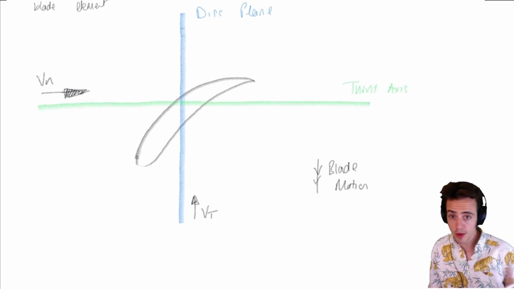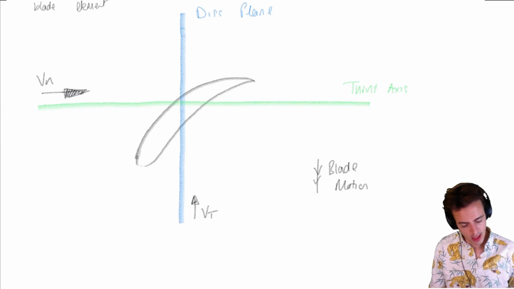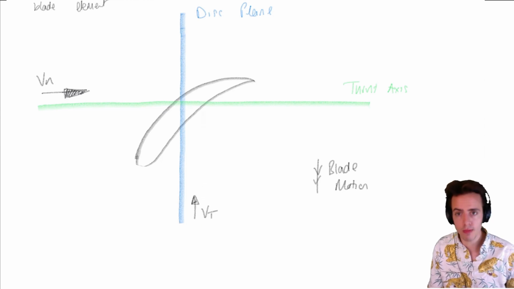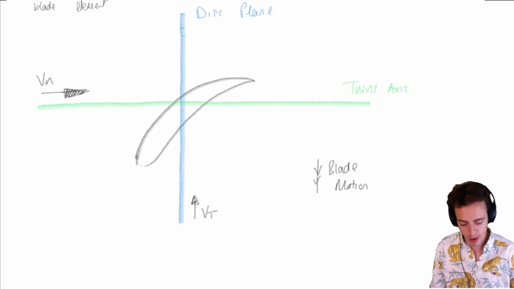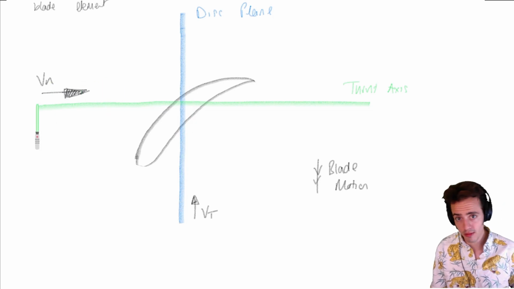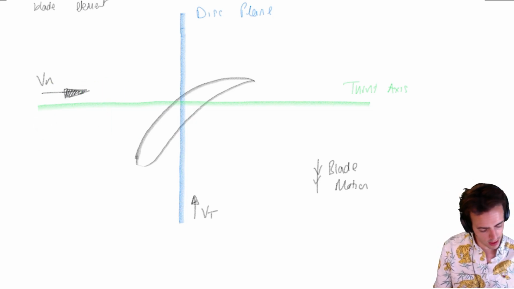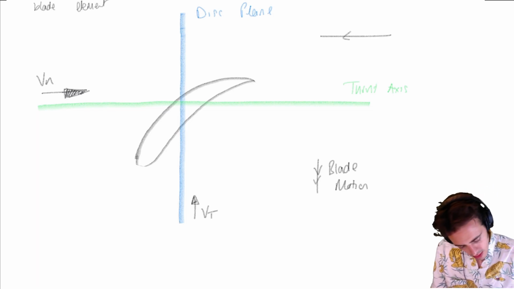Vn comes from forward speed and the axial inflow. The tangential velocity is the air that's going towards the propeller blade because of blade motion. The blade is traveling downwards, so the air is going towards it. The aircraft similarly is traveling in this direction, so the air is coming towards it. So in fact, let's draw that on as well. Let's just draw aircraft motion.